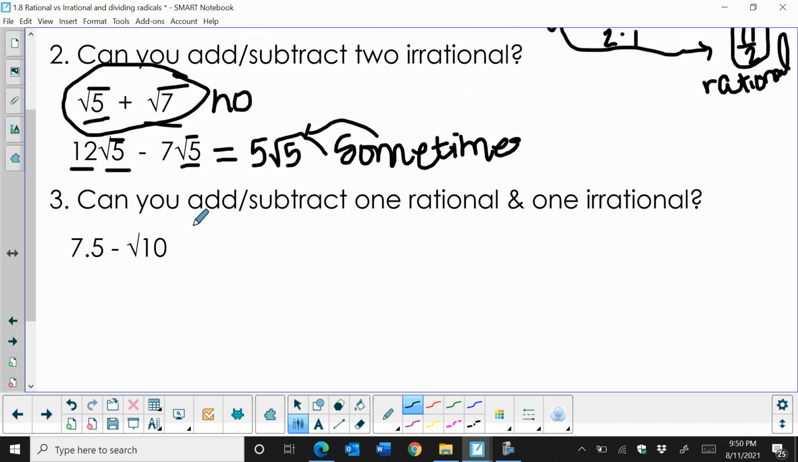Okay, third one. Can you add or subtract with 1 rational and 1 irrational? So can we take 7.5 and subtract like the square root of 10? No, you cannot combine those because they're not like terms. So a radical can only be added to another radical that has an identical value. So we can't add a rational and an irrational together.